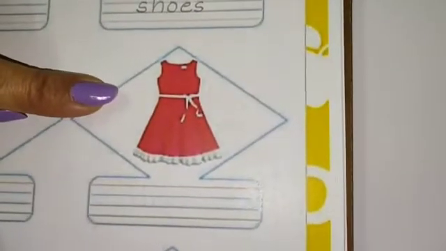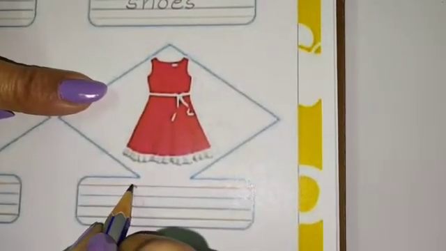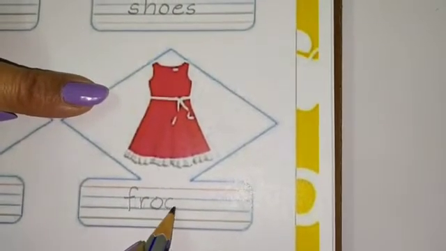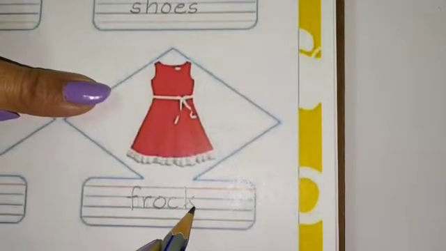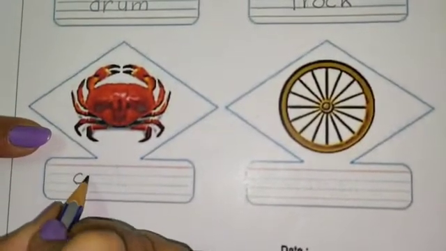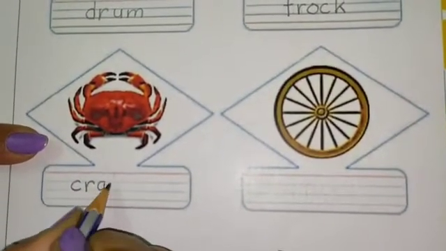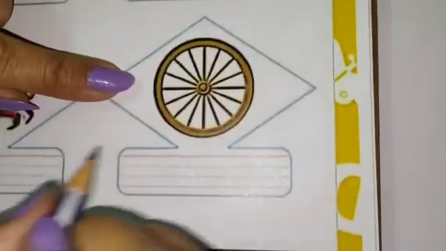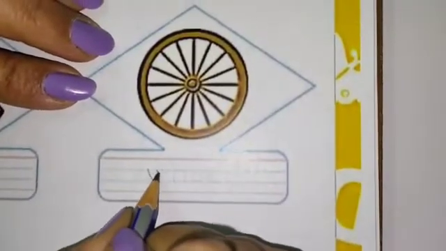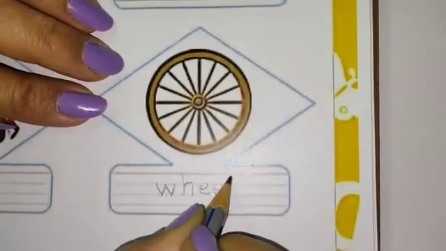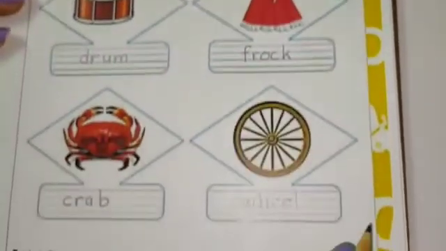Then we have a pretty frog. Very good. F, R, O, C, K, frog. Then we have crab. C, R, A, B, crab. And the last picture is wheel. Yes. W, H, E, E, L, wheel. You will also write the blends the same way I have written. Okay.